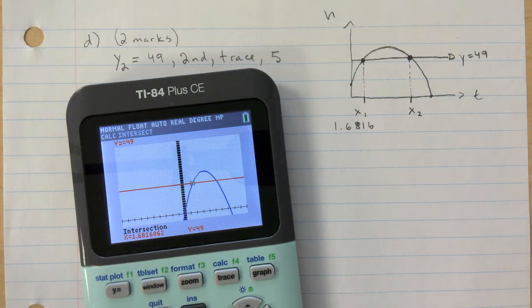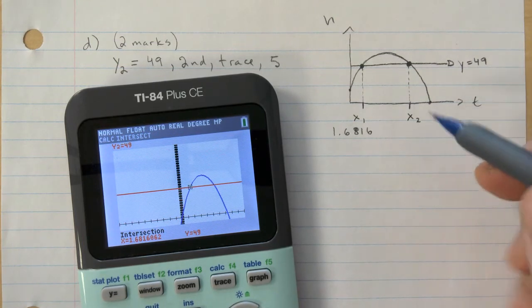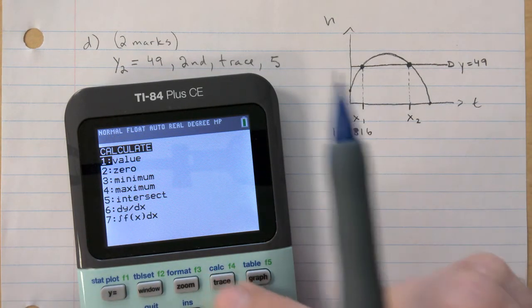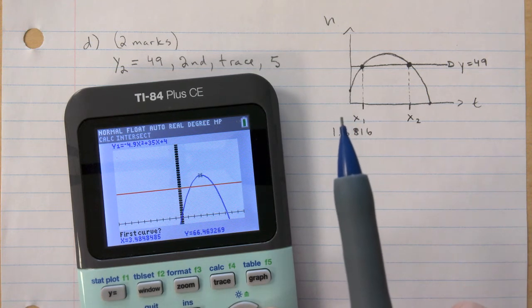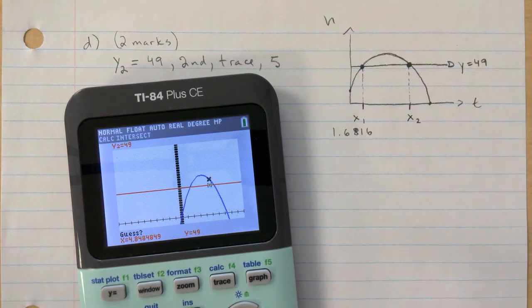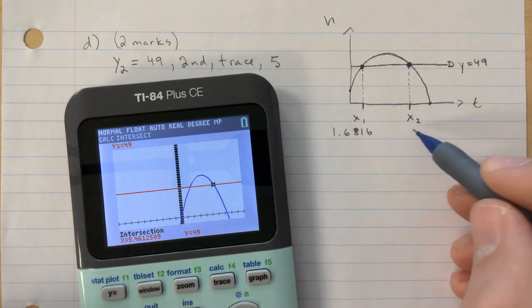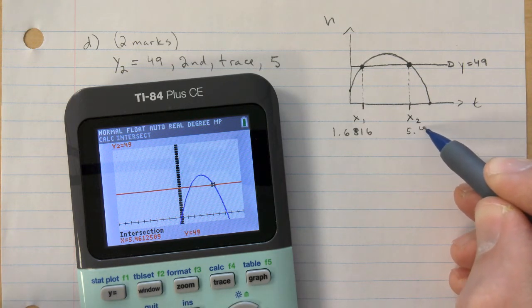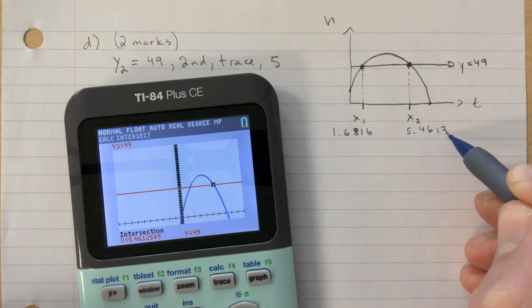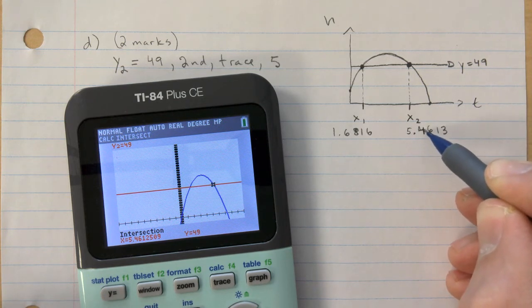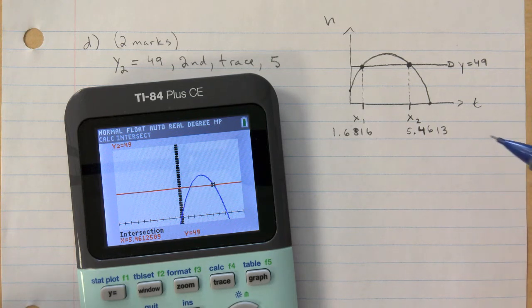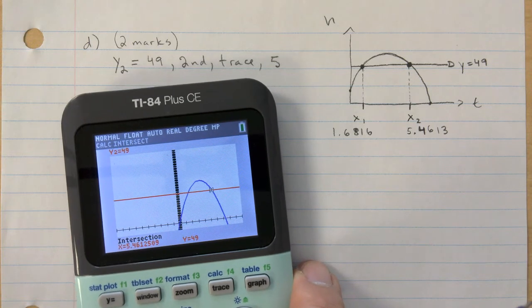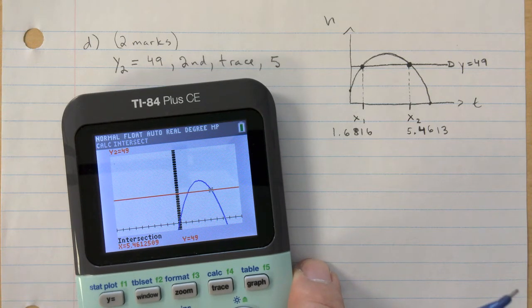Okay, and I'll make a note somewhere up top here after. Let's go find the second instance, second trace 5. Enter, enter, enter, and that is 5.4613. If you don't do this, there's a chance that your final answer will be off slightly. So that just means you're not going to get the full 2 marks. You're going to get 1.5, right? So if you want to get full marks, do that. Okay.